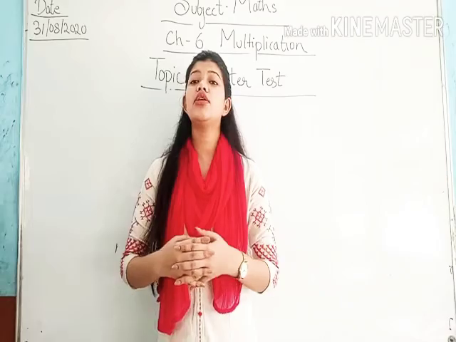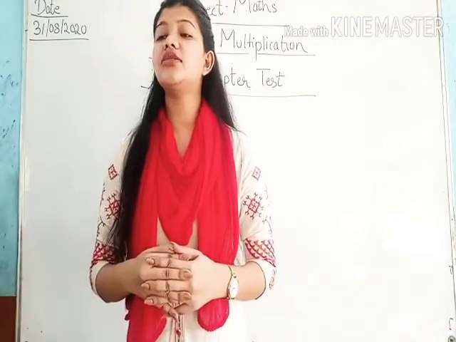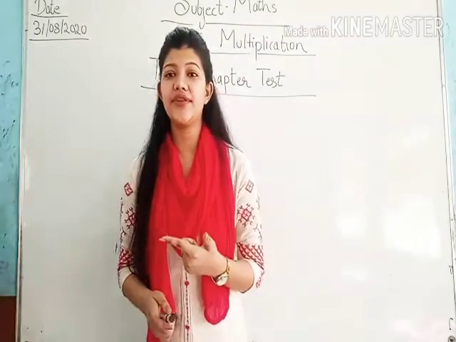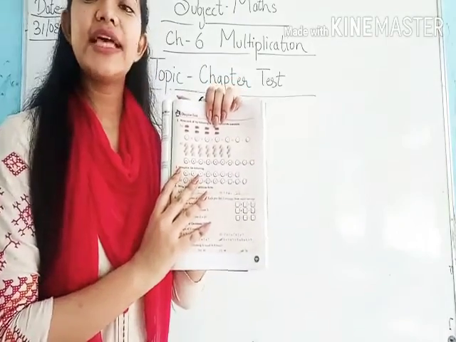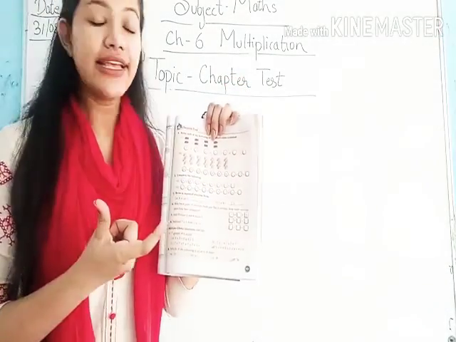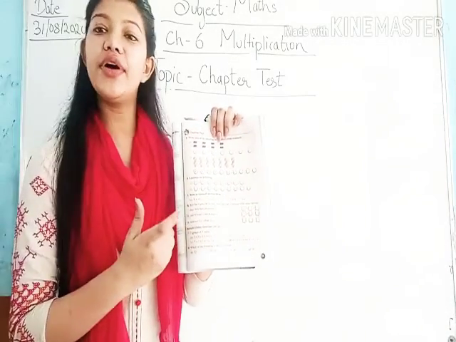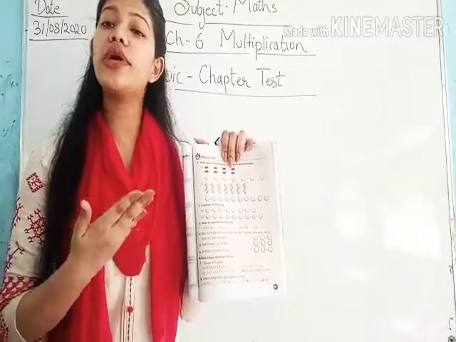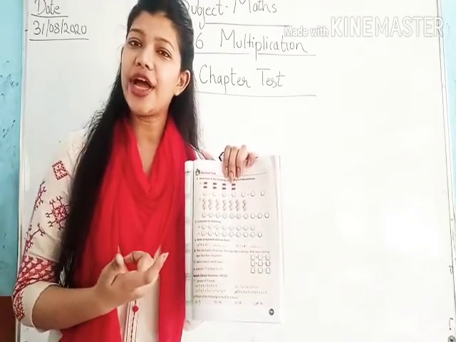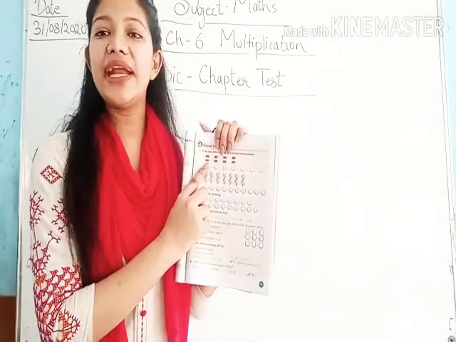Let's have a look at the first question, that is, write each of the following as a multiplication statement. Now, some pictures are given over here, that is a picture of a cake. In all of these pictures we have to find out the factors. And you know how to write the factors. What is the first factor and what is the second factor? You know this? Yes, so let's write this with the help of repeated addition.